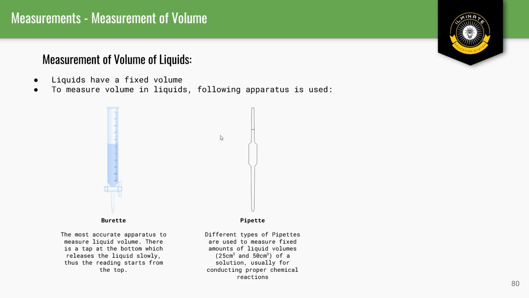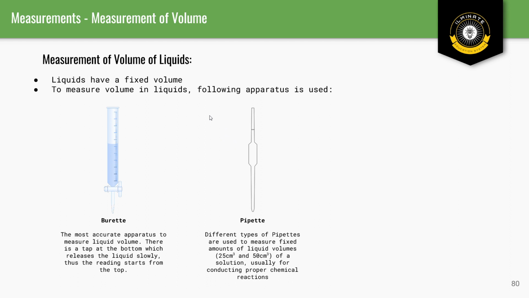So let's say, for example, you have to measure exactly 25 centimeters cubed of an acid. So you use a pipette. You just click the bulb, and it sucks in all the acid from any other container you have, such as a beaker, and then you pour it into, for example, the conical flask if you want to react it with any base.